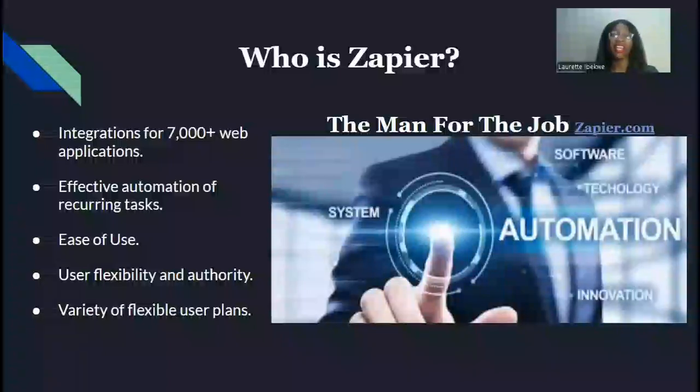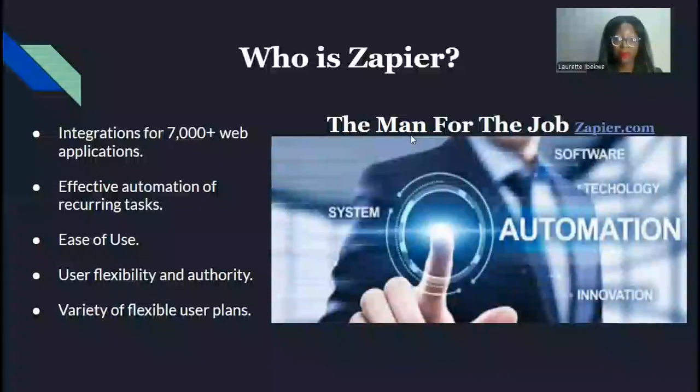Who is Zapier? Integrations for over 7,000 web applications, effective automation of recurring tasks, ease of use, user flexibility, and authority, in the sense that you have the utmost power over what you're automating. You have the utmost power over whichever applications you're integrating. You decide how you want it to be.